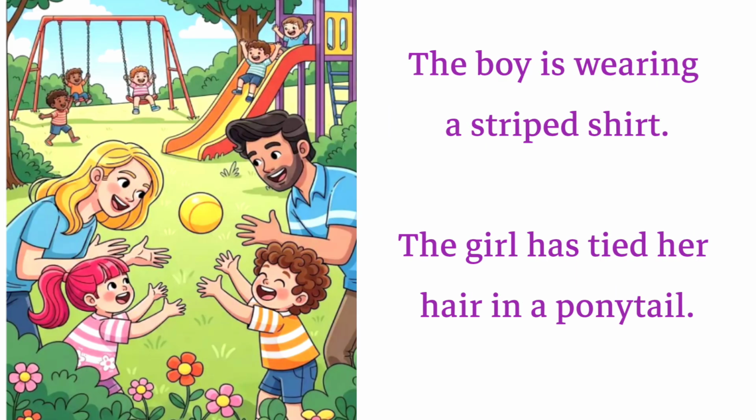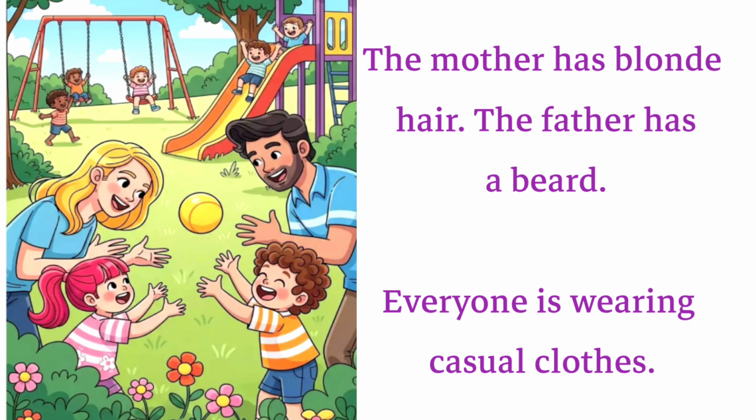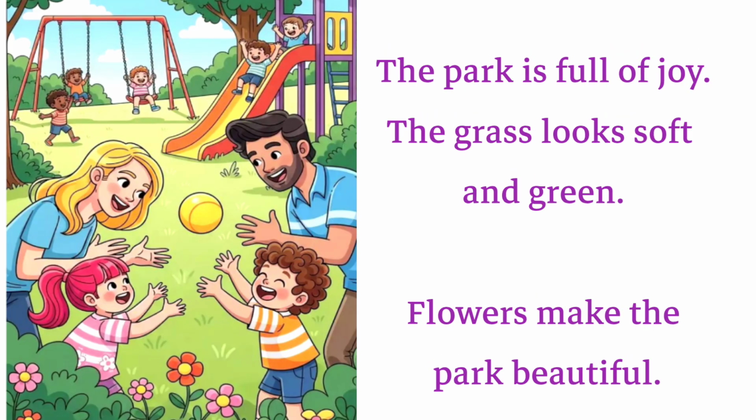The boy is wearing a striped shirt. The girl has tied her hair in a ponytail. The mother has blonde hair. The father has a beard. Everyone is wearing casual clothes. The park is full of joy. The grass looks soft and green.